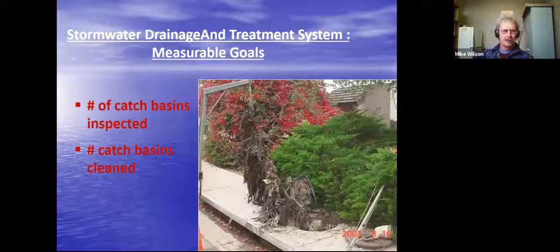So, what are our measurable goals? Our measurable goals are the number of catch basins inspected and the number of catch basins cleaned. That record must be kept and submitted yearly. And you're going to see with the rest of our measurable goals, this system is going to follow suit. It's always going to be a number of something that we need to record.